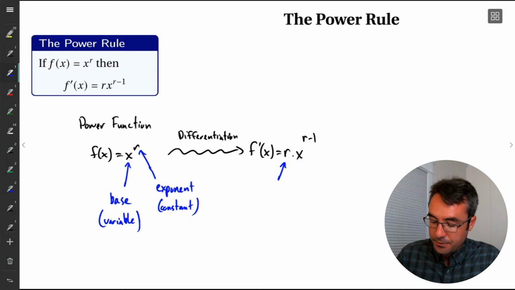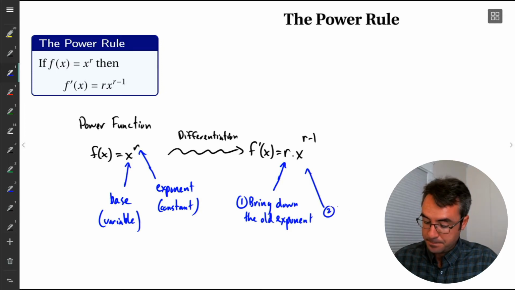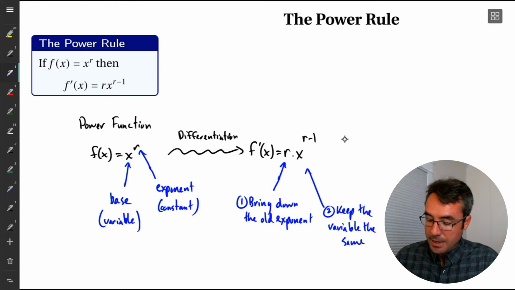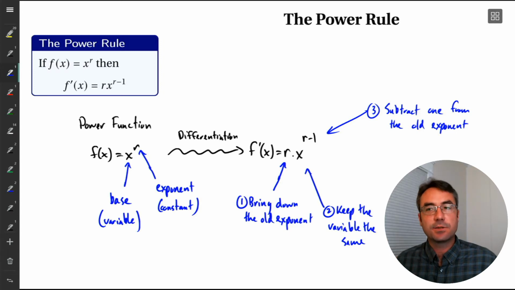So the 3 steps here. Step 1, I bring down the old exponent and put it in front. Step 2, I keep the variable the same. So if our function is using x, then our derivative is going to use x as well. And then the third step is I subtract 1 from the old exponent to get my new exponent. So r minus 1 there. It's just a nice little process here.